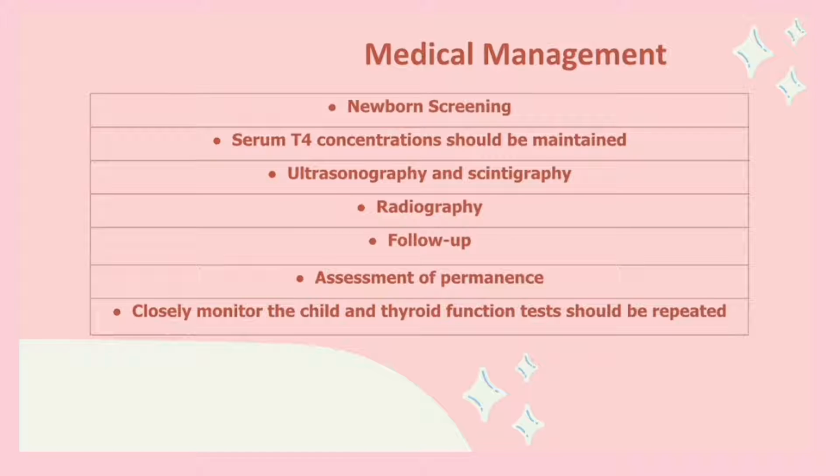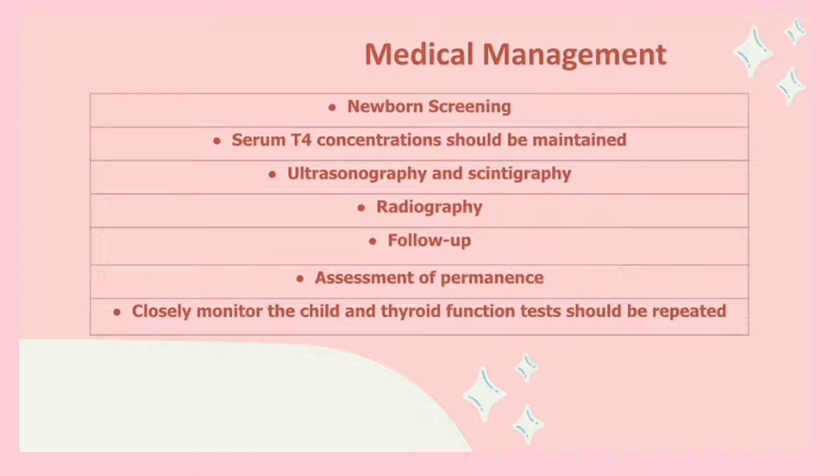Medical interventions for this complication: we have newborn screening. Screening for congenital hypothyroidism is recommended when a baby is 3 days old. Testing should be performed before discharge or within 7 days of birth. Serum thyroxine concentrations should be maintained. This is to ensure normal growth and development. Serum thyroxine concentrations should be maintained in the upper half of the reference range in the first year, and serum thyroid-stimulating hormone measurements should be kept in the reference range.